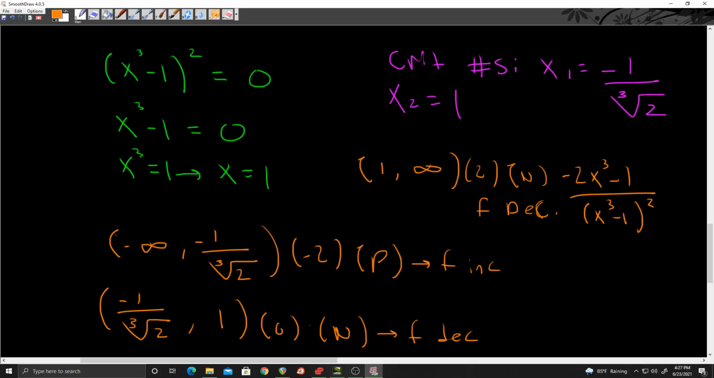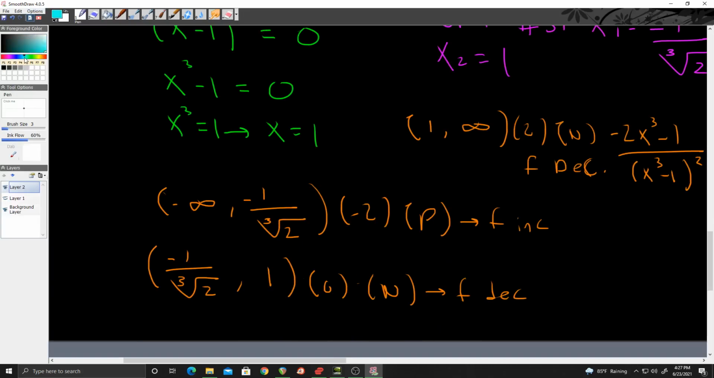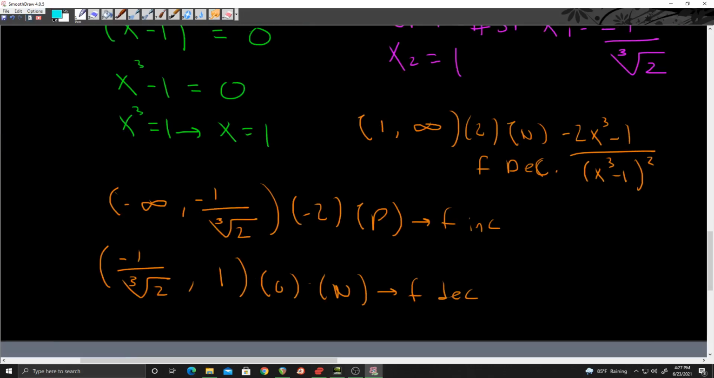Okay. All right. So let's look at what happened now. Let's put this all together. From here to here, we went from increasing to decreasing. So that means that something like this happened. And if we remember what that means, we have a maximum. So again, we have a max at x equal negative 1 over the cube root of 2. That's our maximum location.